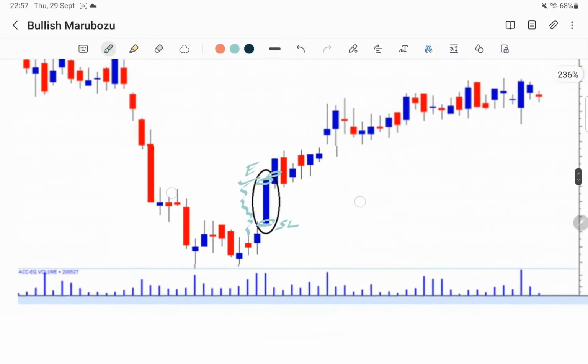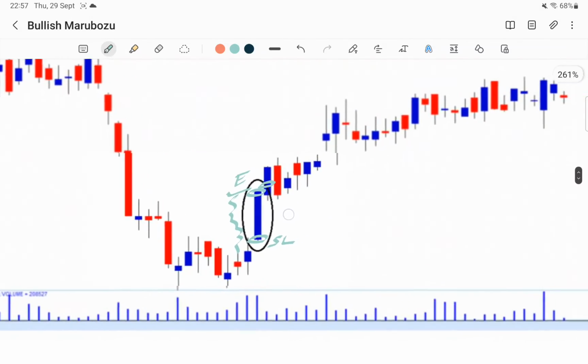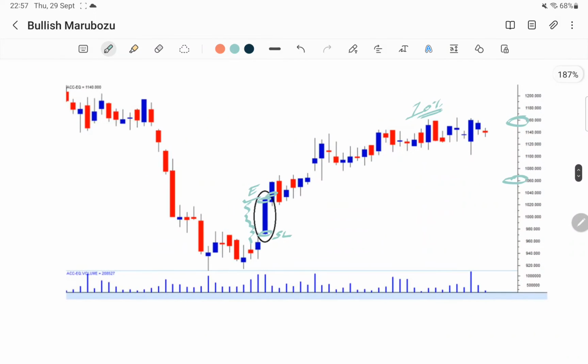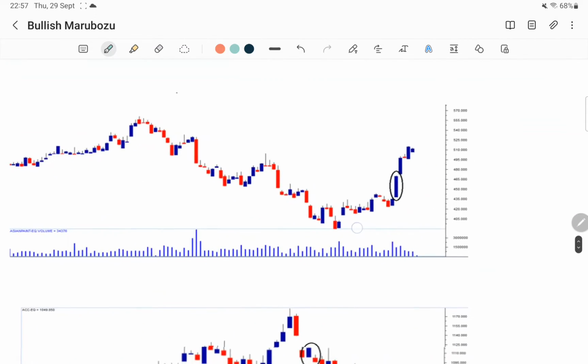Just see in this example, even after the Japanese Marubozu was created, the people who entered at the price point of 1060 saw the stock go to 1160 rupees. That is a sharp return of around 10%, which is quite good. So this is one example. Let's understand another example.